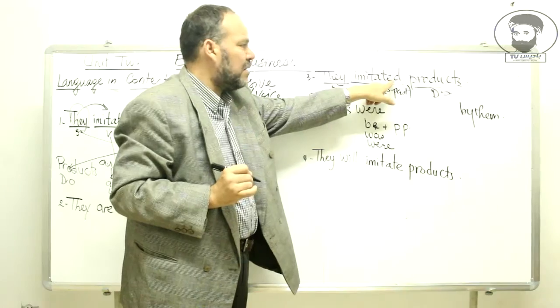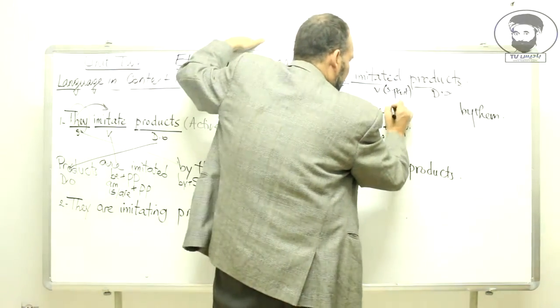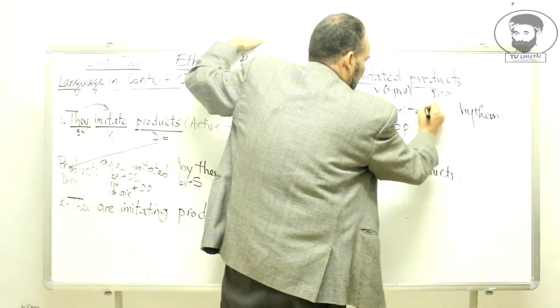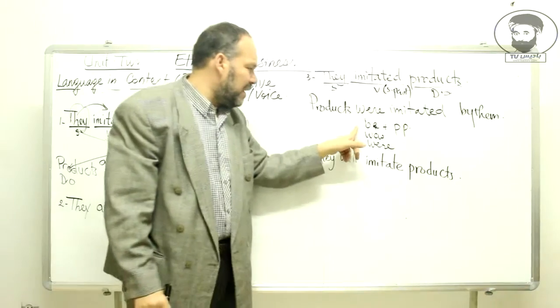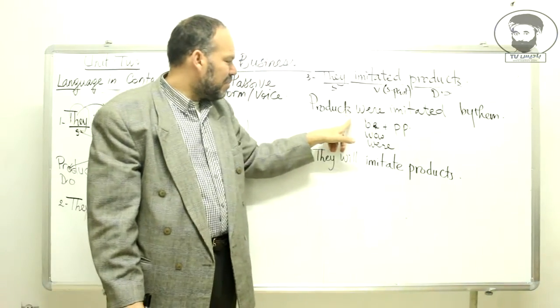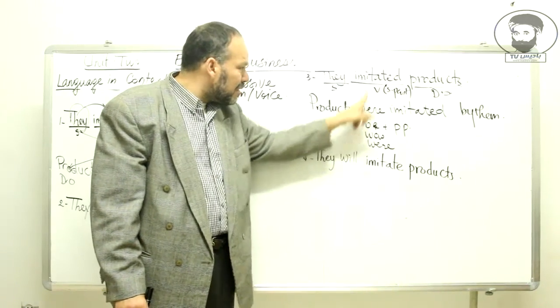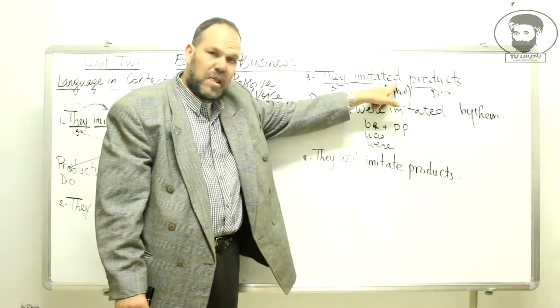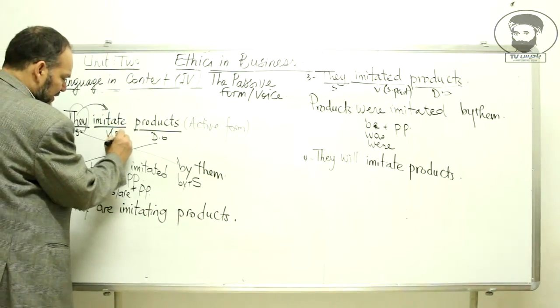Here, because it is a regular verb, it is written as it is. Were imitated by them. Because be is in the past. Now if we had a product, you say was. Why was? Because it is imitated in the past. Here the verb is in the simple present.